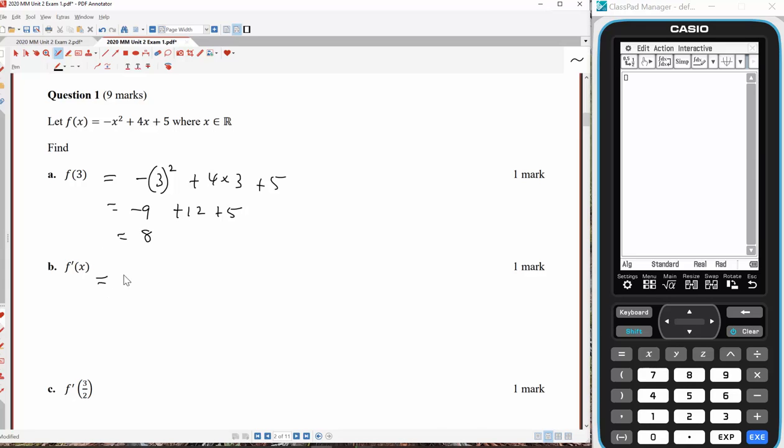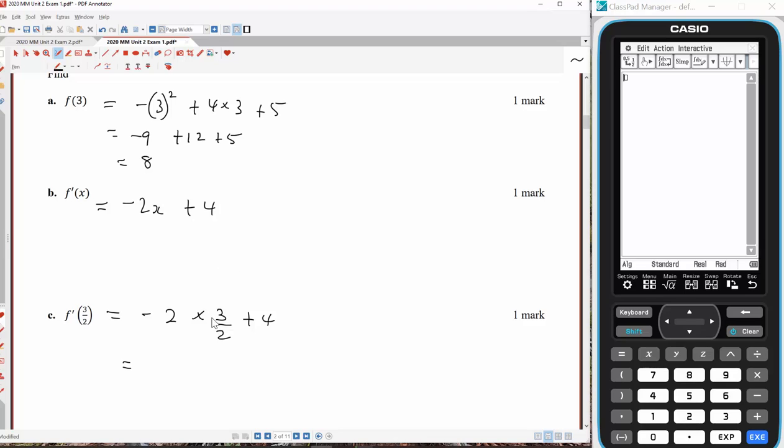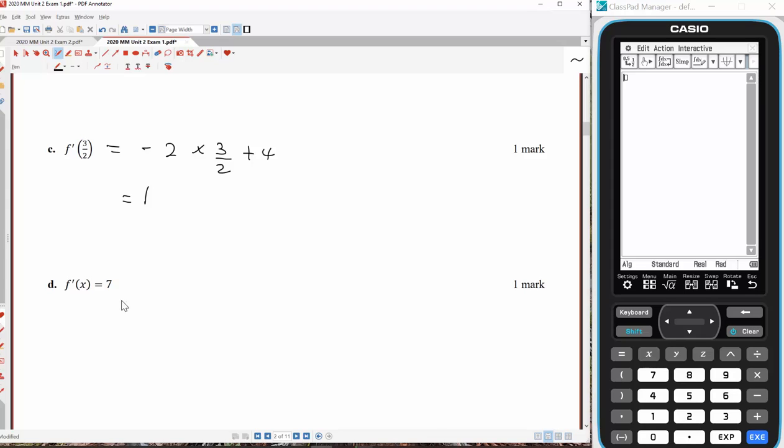f dash x is equal to negative 2x plus 4. f dash 3 on 2 is equal to negative 2 times 3 on 2 plus 4. That's going to be negative 6 on 2, which is negative 3. Negative 3 plus 4 is 1. f dash x equals 7, so 7 equals negative 2x plus 4. 3 equals negative 2x, so x equals negative 3 on 2.